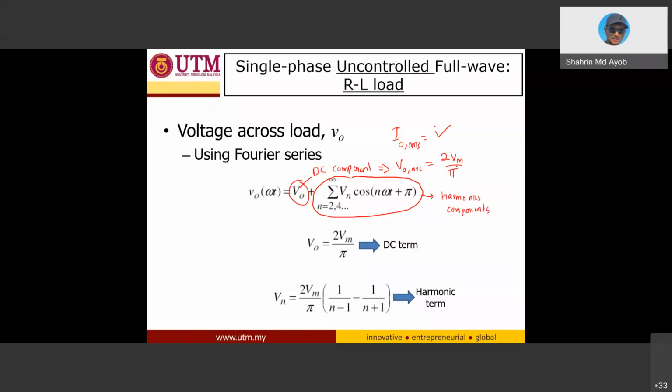Okay, so what are harmonics? Have you been exposed to harmonics? Have you heard about harmonics? Never heard? Okay, just to make you understand about power quality.